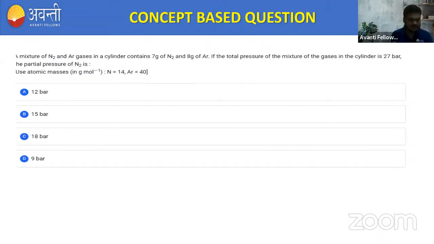A mixture of N2 and argon gases in a cylinder contains 7 gram of N2 and 8 gram of argon. If the total pressure of the mixture of the gas in the cylinder is 27 bar, find the partial pressure of N2. So this question is also from Dalton's law of partial pressure. We know the formula: the partial pressure Pi is equal to the mole fraction of that component multiplied by the total pressure.